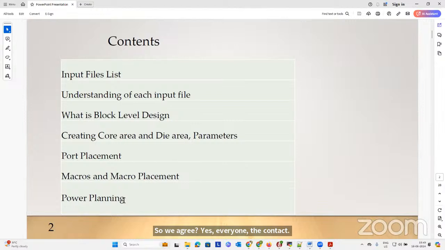Any question on the contents? Input files for floor plan. Understanding each input file. What is block level design? Creating the core die and die area and its parameters. Ports placement. What are macros and what is macros placement? How we are going to place them? And next is power planning.